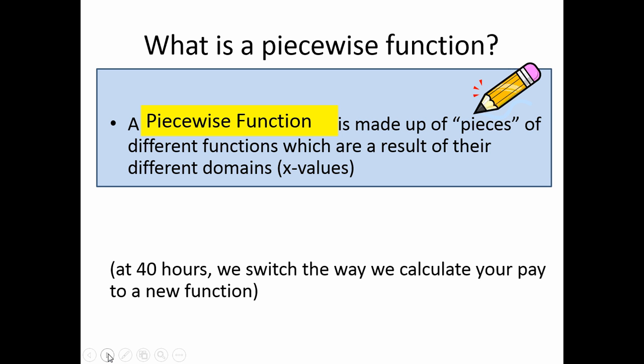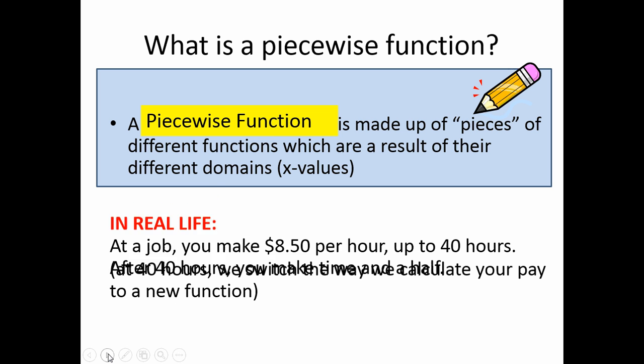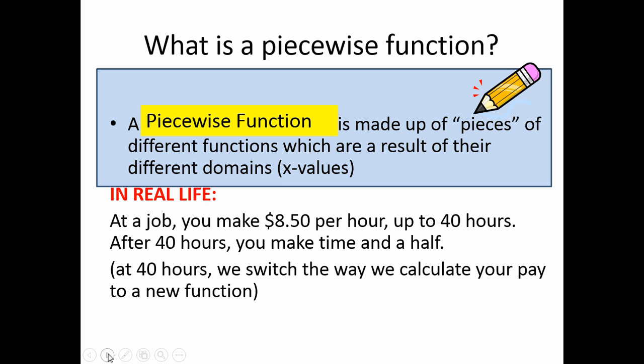So one way to look at this in real life, you don't need to write down the real life example part here, but in real life, most of our functions are piecewise functions. In fact, if you have a job, it is a piecewise function to figure out how much you're going to be paid. So in real life at your job, let's say you make $8.50 per hour up to 40 hours. But then after 40 hours, we have laws that say you should make time and a half. So at 40 hours, we switch the way we calculate your pay to a new function.